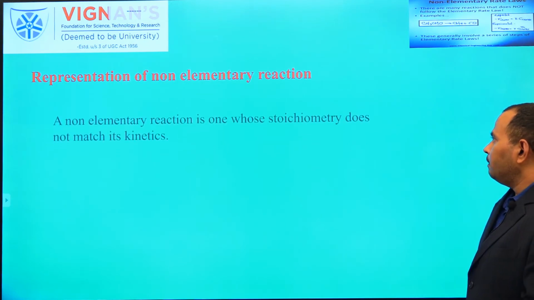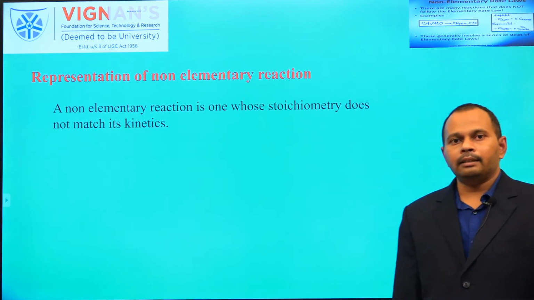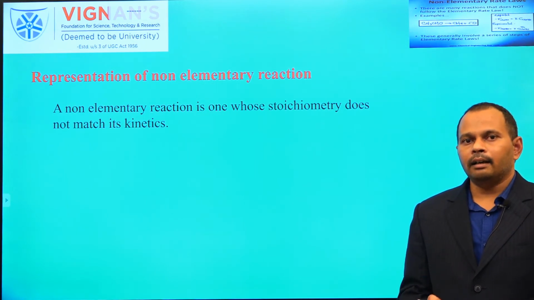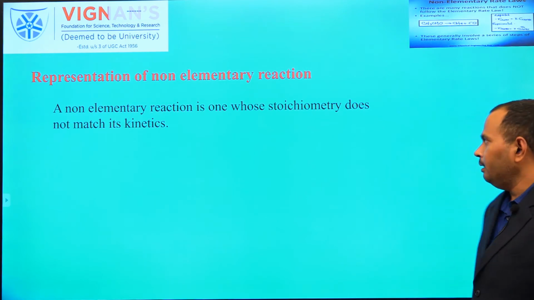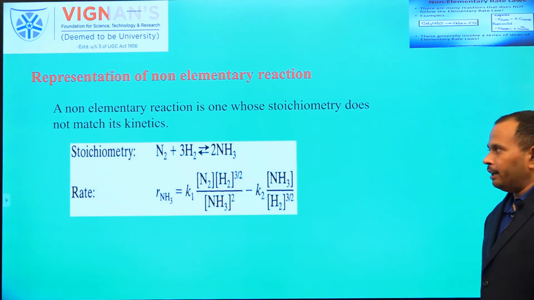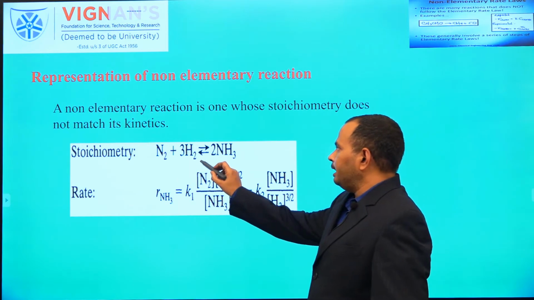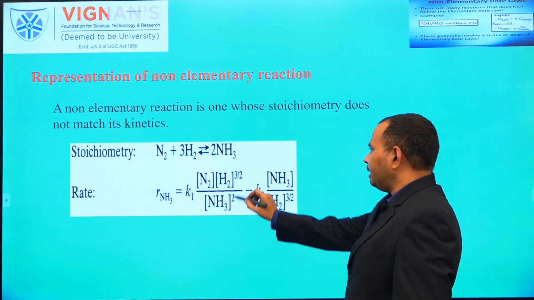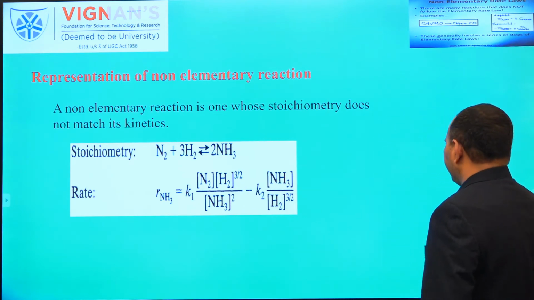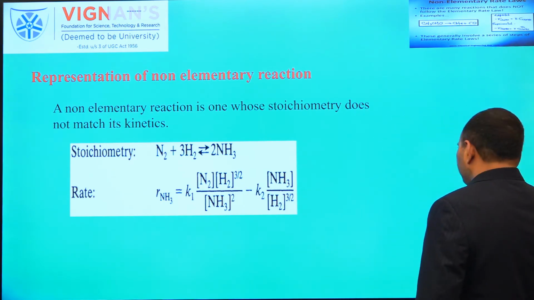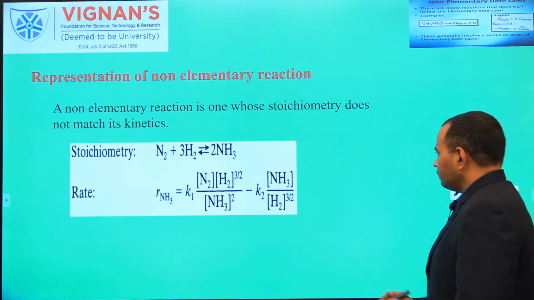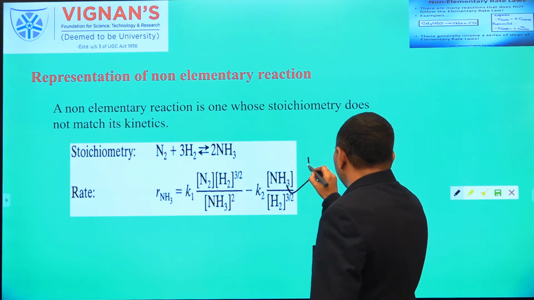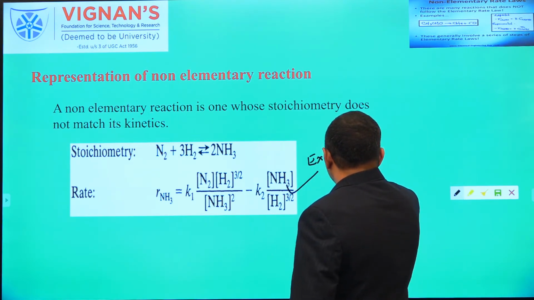So, representation of non-elementary reaction. In a non-elementary reaction, the experimental rate equation does not match the rate equation based on the stoichiometry. Here, consider the stoichiometric reaction: N2 nitrogen reacts with 3 moles of hydrogen producing 2 moles of ammonia. This is the experimental rate, based on carrying out certain experiments in the laboratory. This is the rate of formation of ammonia, the experimental rate based on the experiments.